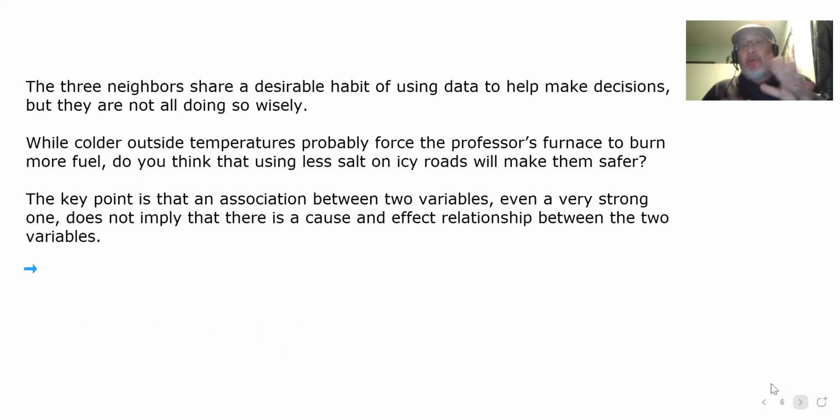The three neighbors, and by the way, these people were neighbors, share a desirable habit of using data to help make decisions, but they're not all doing so wisely. While colder outside temperatures probably force the professor's furnace to burn more fuel, do you think that using less salt on icy roads will make them safer and cause fewer accidents? The key point is that an association between two variables, even a very strong association, does not imply that there is a cause and effect relationship between the two variables.